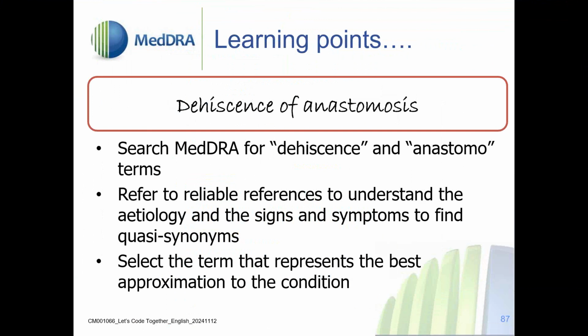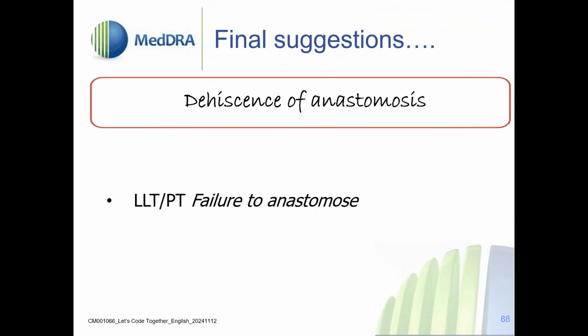So we refer to reliable references to understand the etiology and also the signs and symptoms. And the failure term is really the best approximation to the condition, because no more specific combination term is available in MedDRA. So this would be our final suggestion. We would code to LLT failure to anastomose.